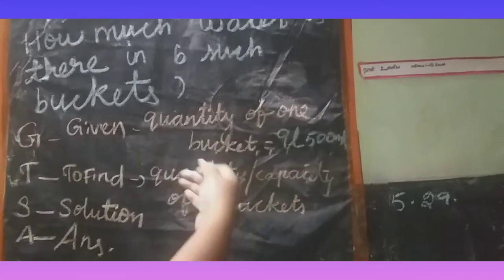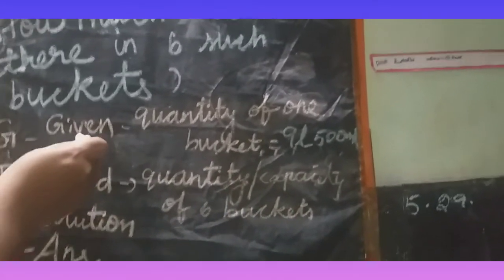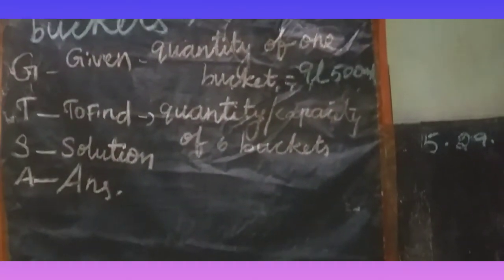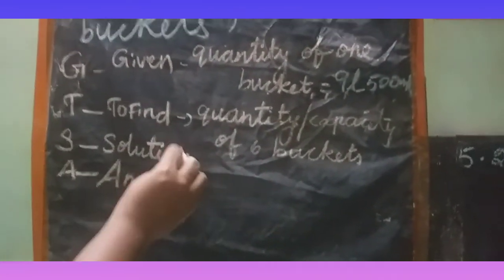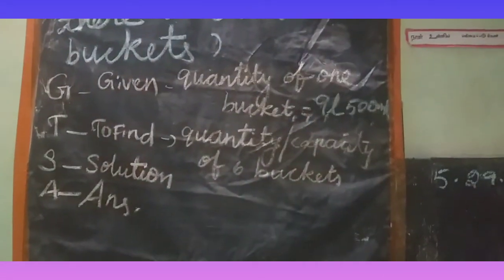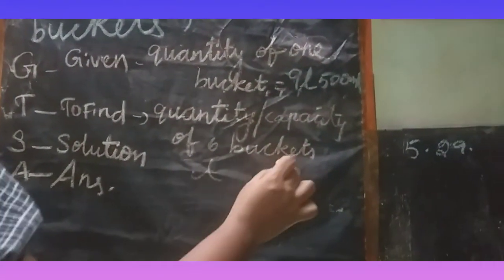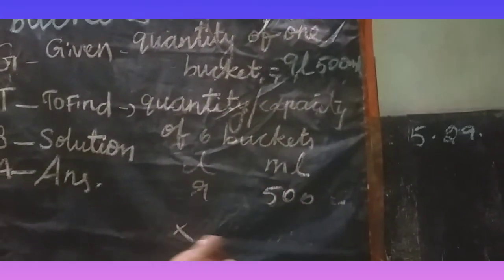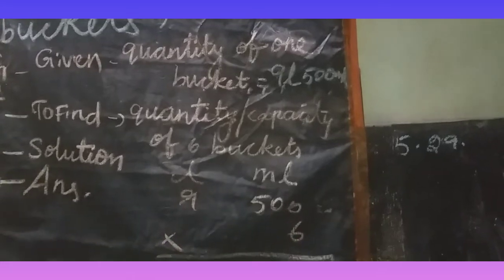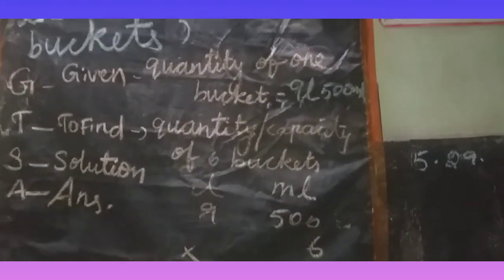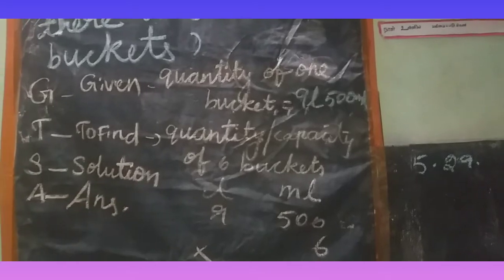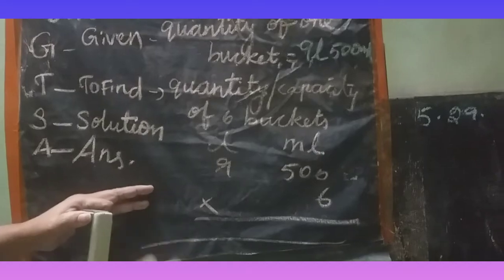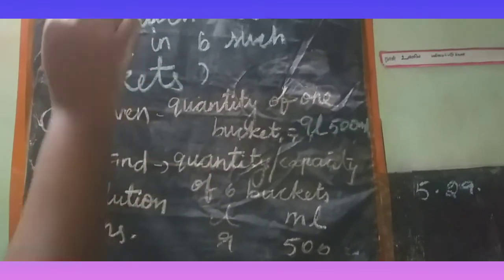Okay. So what you wrote in the to find heading, you should write the same under the solution heading and also in the answer part. In the solution part, you should multiply separately. That is liter, milliliter, 9, 500 into 6. So you multiply and find out the answer. In that answer, you should write in the answer part. Just only one thing you should remember, don't write the number of.